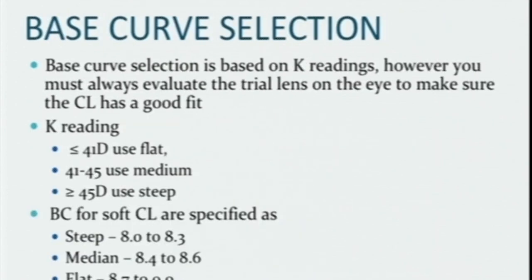How do you select the base curve? Base curve selection is from the K readings which you have evaluated previously, and usually the K reading will be flat, medium, or steep, accordingly less than 41, 41 to 45, or above 45. And the base curve for soft contact lens will be specified as steep, medium, and flat, depending on 8 to 8.3, 8.4 to 8.6, or above 8.7.